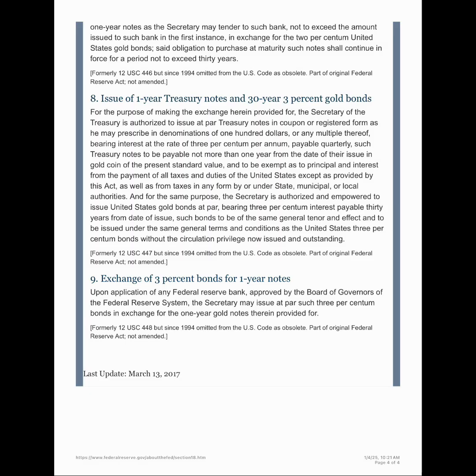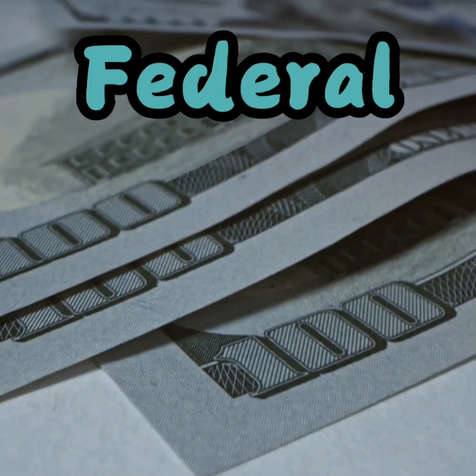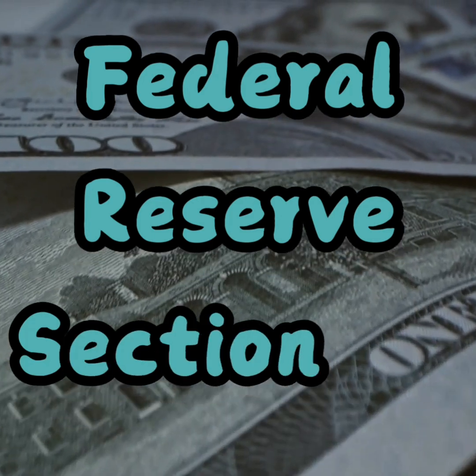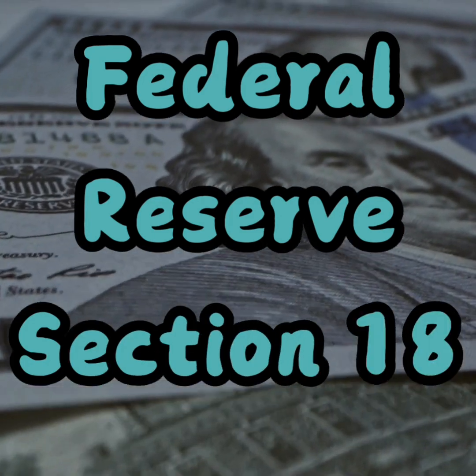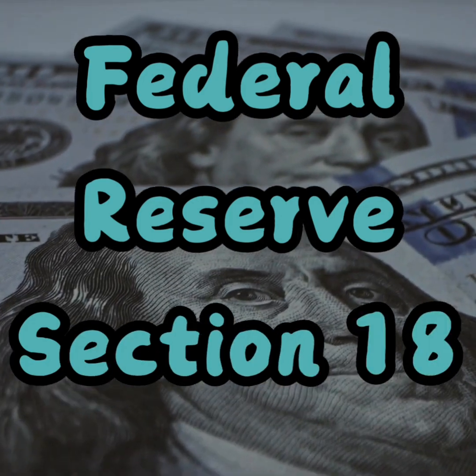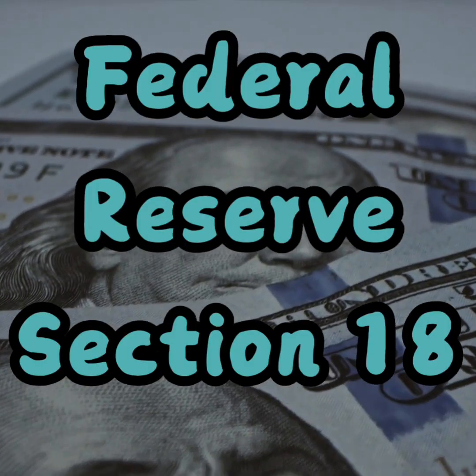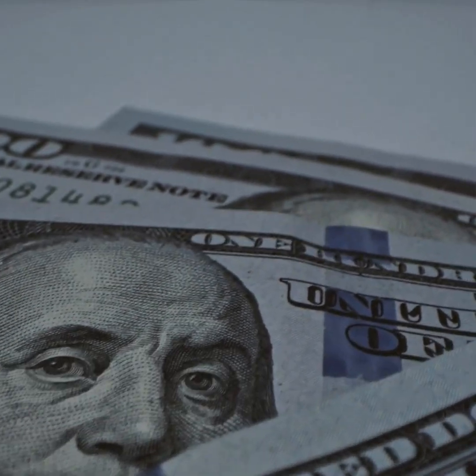The notes were also required to be in a specific form, receivable at par across the country, and redeemable in lawful money. These provisions ensured the integrity and value of the currency. This section really emphasized the importance of maintaining the integrity and stability of the currency. Section 18 also included provisions for exchanging certain types of bonds.